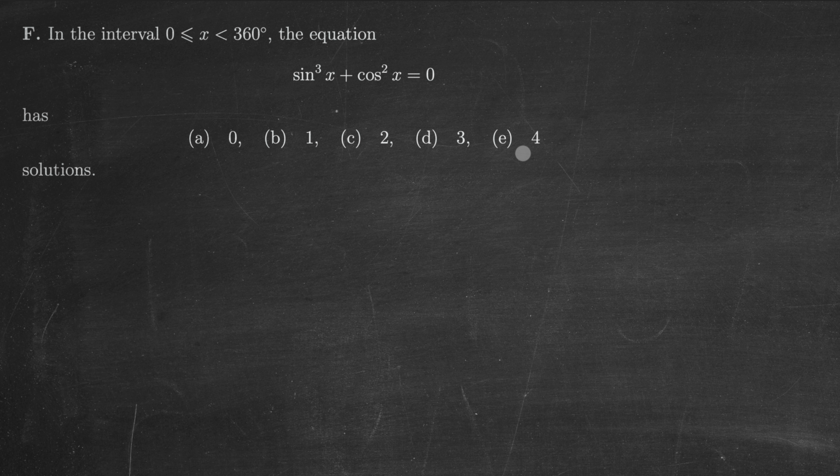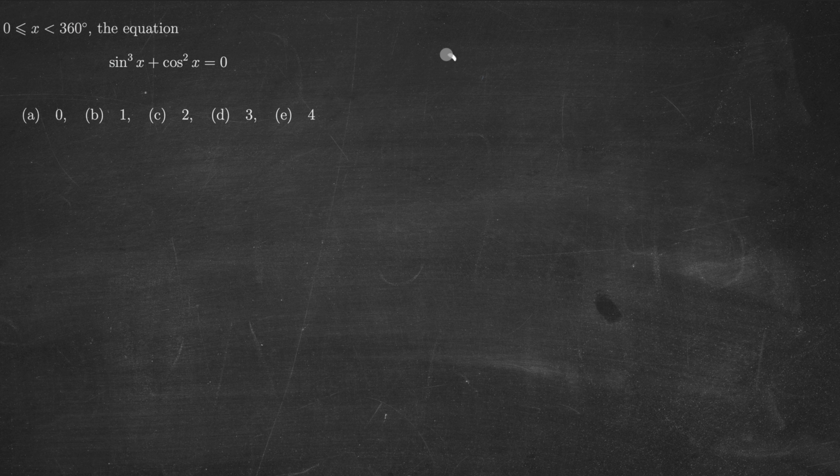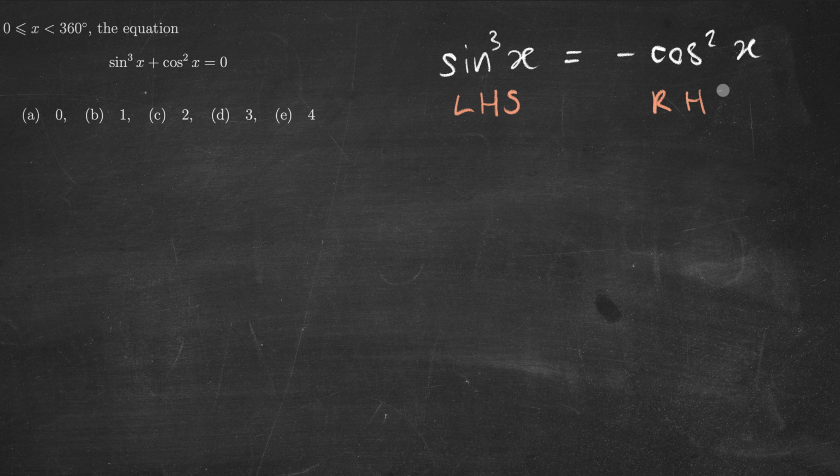So I think the best way to do that in this case is to minus the cosine squared over to the right hand side, such that we can write the equation as sine cubed of x equals negative cosine squared of x. And now I have a left hand side which is equal to a right hand side. And I can now go about plotting both the left hand side and the right hand side on the same graph, and then recognize where those graphs intersect. And the number of points of intersection is going to tell me how many solutions I have between 0 and 360 degrees. So let's focus on the left hand side.